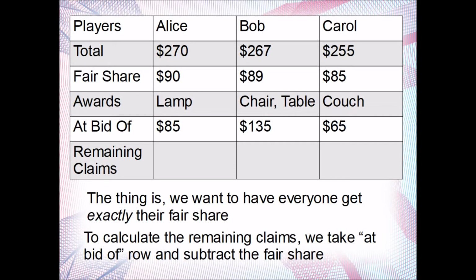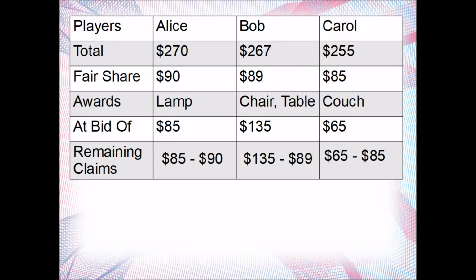So Alice got the lamp, which is worth $85, but her fair share is $90. So I'm just going to do $85 minus $90. Bob got the chair and the table, which is worth $135, but his fair share is $89. So I'm going to do 135 minus 89. Carol won the couch at $65, but her fair share is $85. So we'll do $85 minus $65. I'm going to do these actual subtractions now.